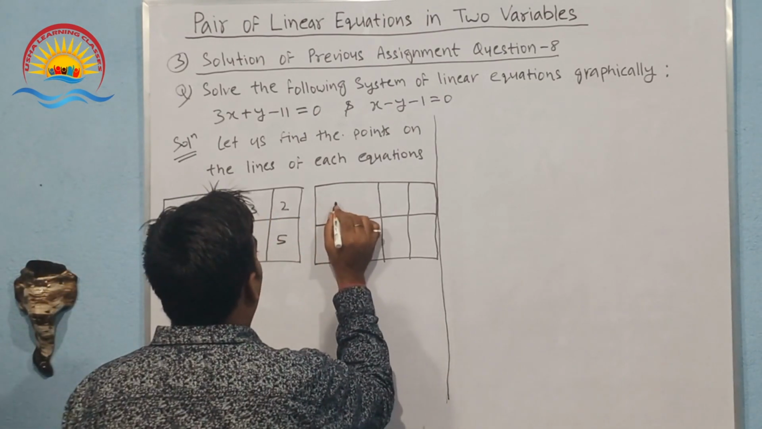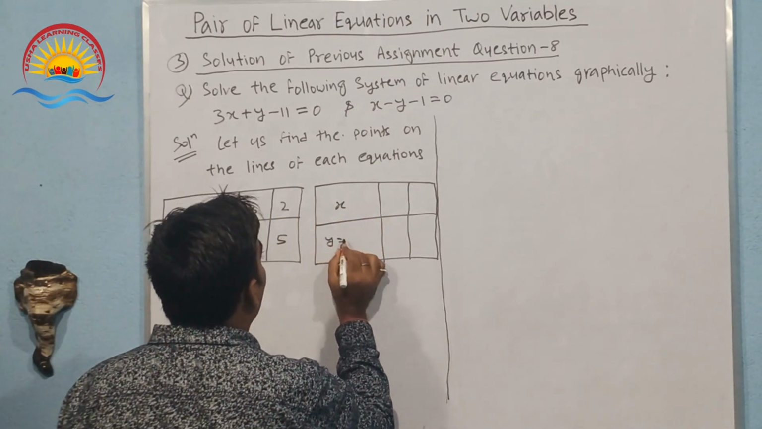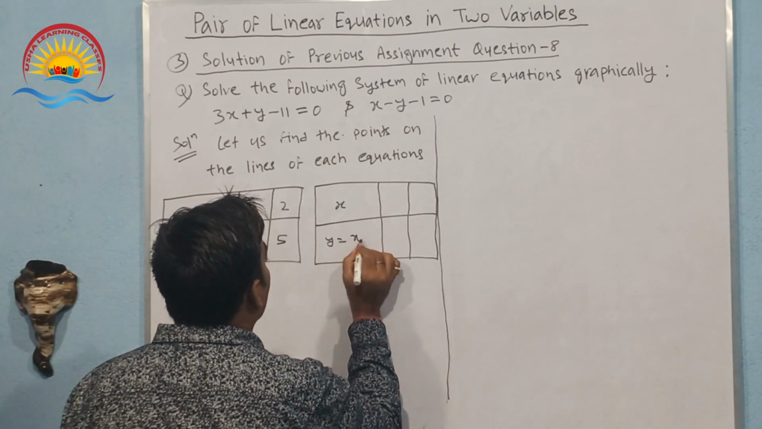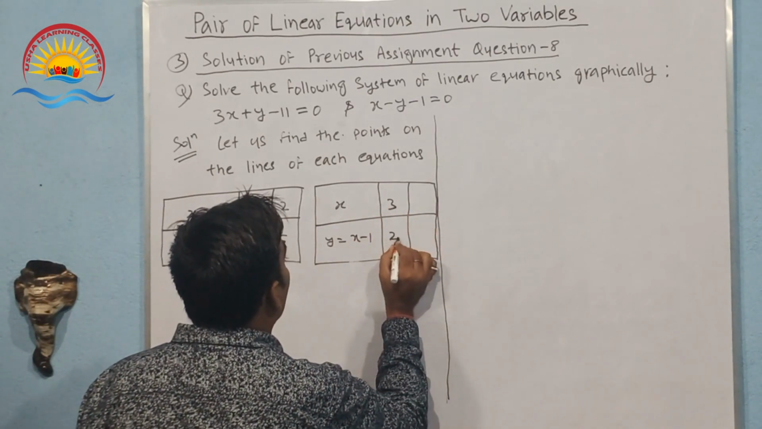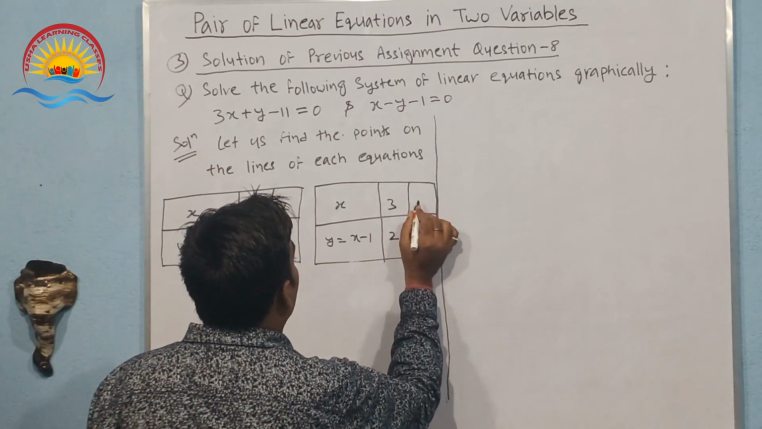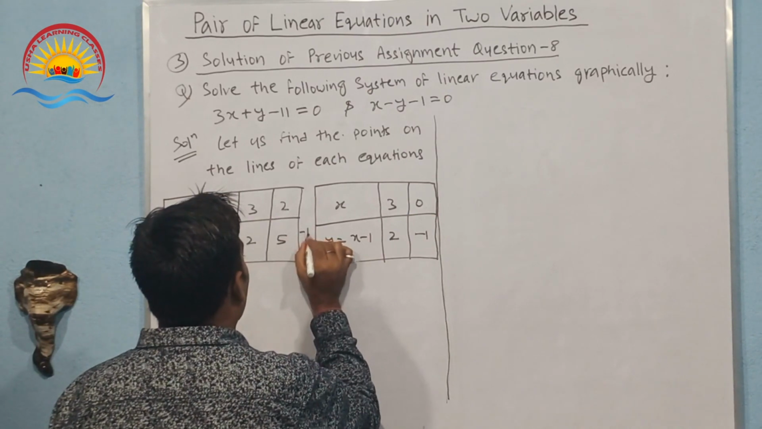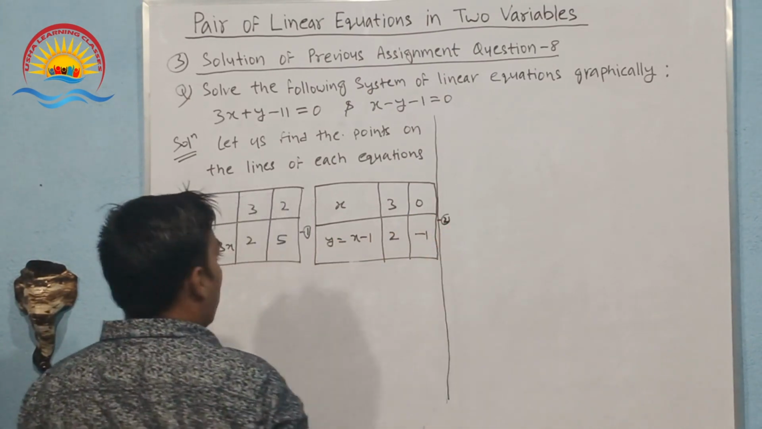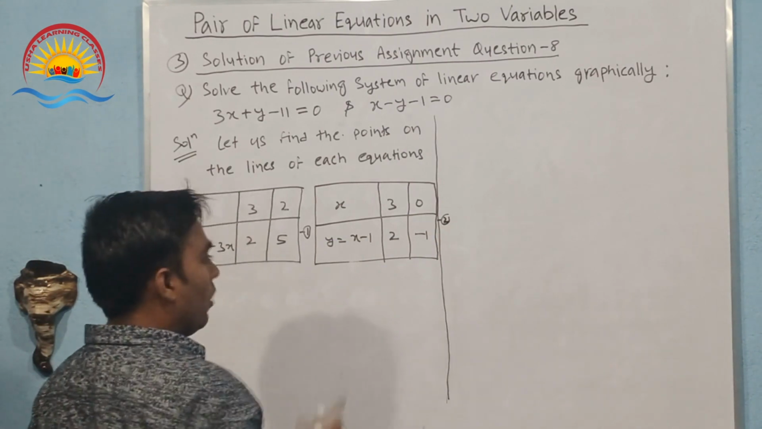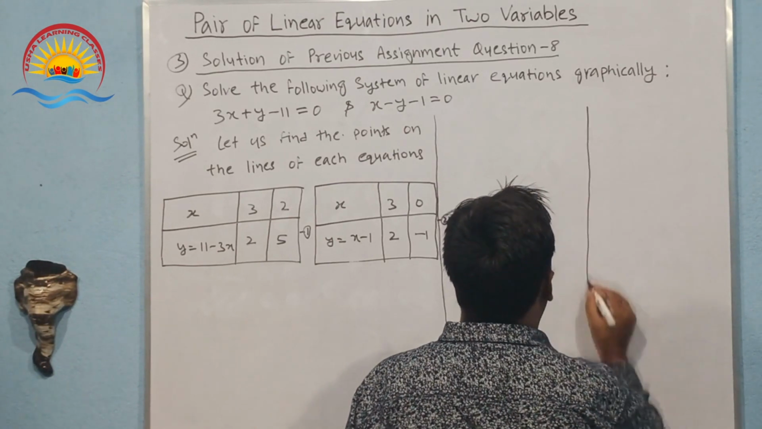And from the second equation, y equal to x minus 1. When x equal to 3, y equal to 2. When x equal to 0, y equal to minus 1. This is 1 and this is 2. We try to plot it on graph paper.